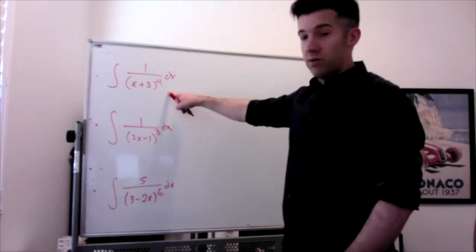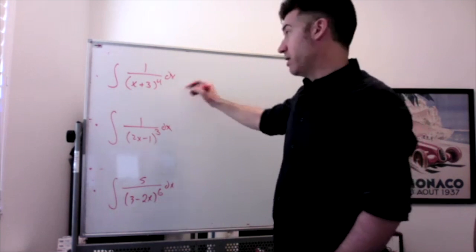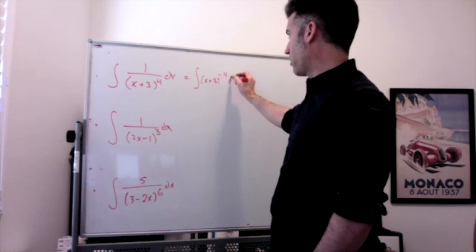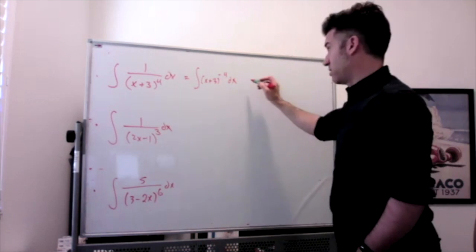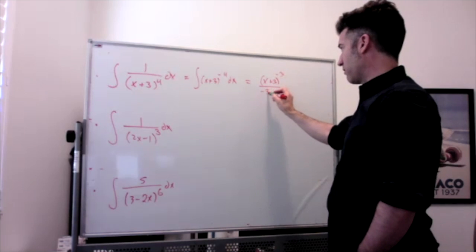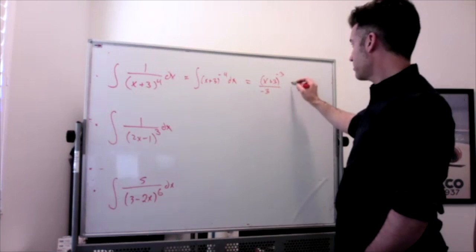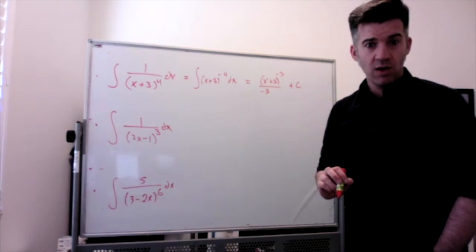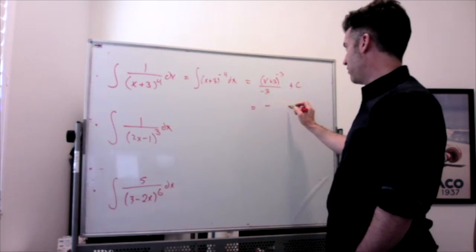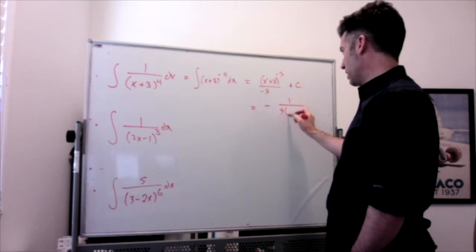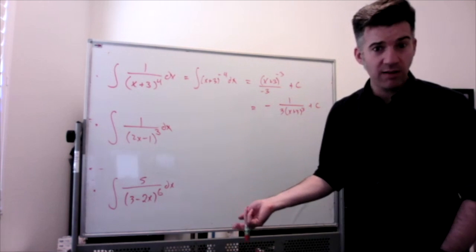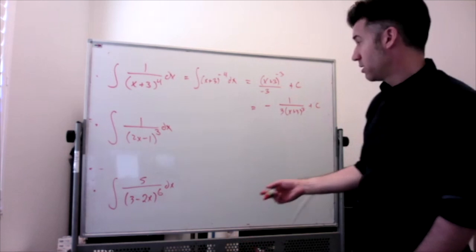Okay, so the one thing we might want to do is rewrite this, right? We could think of this as the integral of (x plus 3) to the negative 4th. And the integral of that is just going to be (x plus 3) to the negative 3rd divided by negative 3. Which you might want to rewrite as negative 1 over 3 times (x plus 3) cubed. I don't think you need to rewrite it, but some people do.